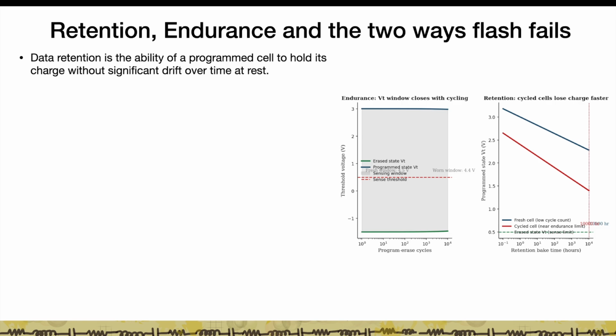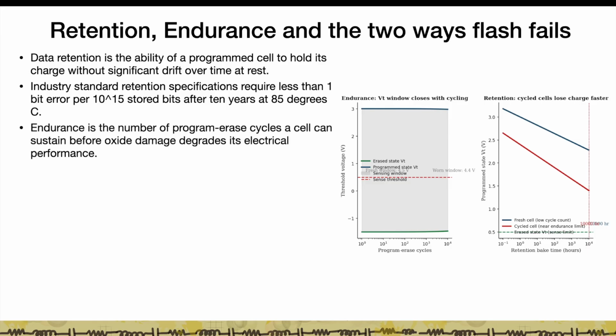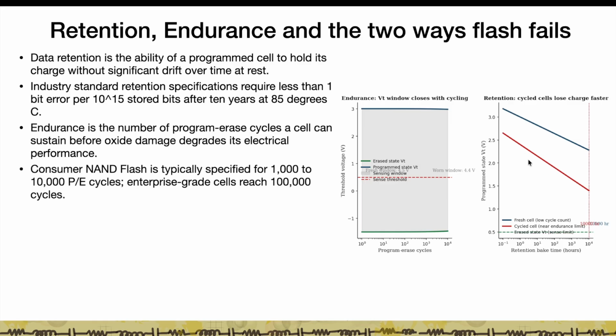A programmed cell loses charge over time even at zero applied bias through mechanisms including trap assisted tunneling and oxide defect mediated conduction. The programmed threshold voltage drifts downward. If it drifts far enough past the sensing threshold for the erase state, the bit is read incorrectly. Retention failure is a continuous slow process that depends on temperature, on the quality of the tunnel oxide, and critically, on how many times the cell has been cycled.